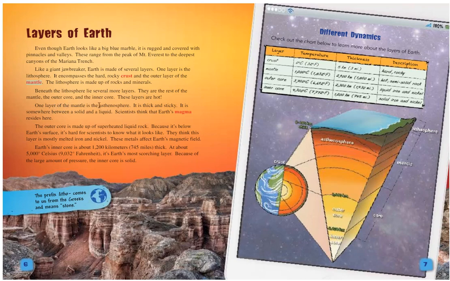One layer of the mantle is the asthenosphere. It is thick and sticky. It is somewhere between a solid and a liquid. Scientists think that Earth's magma resides here, that being the asthenosphere right there.